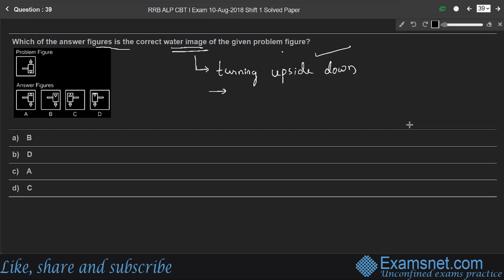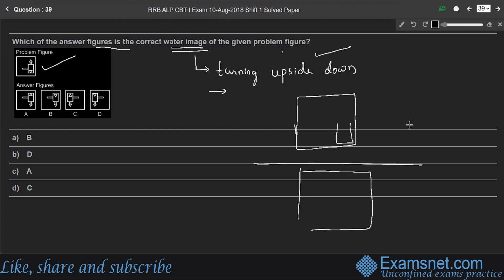So this is the problem figure. Here the whole figure is downwards. When you take a square like this, the figure is in its bottom corner. In its water image, the figure will be in its top right corner. So upside down of the given figure will be this.